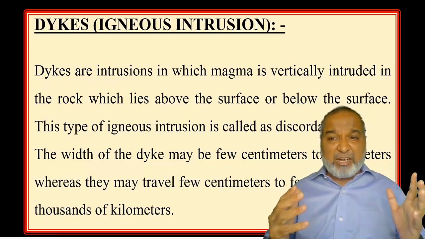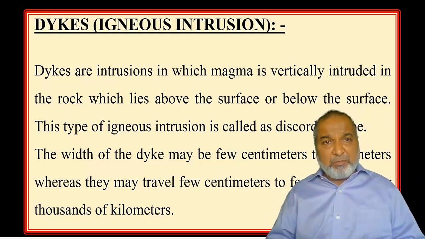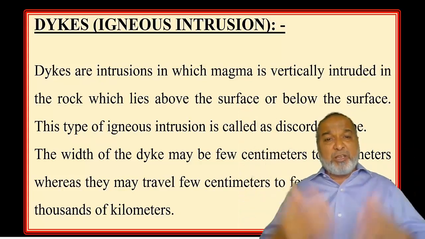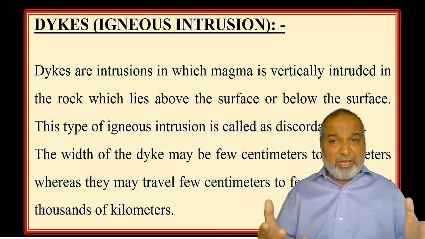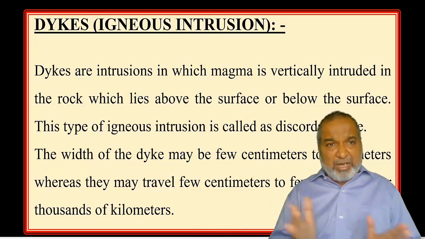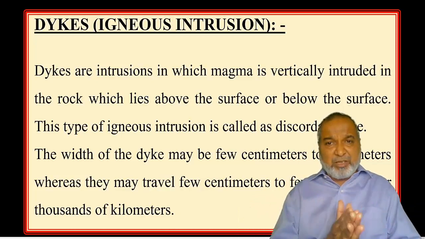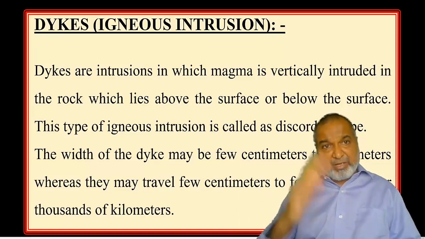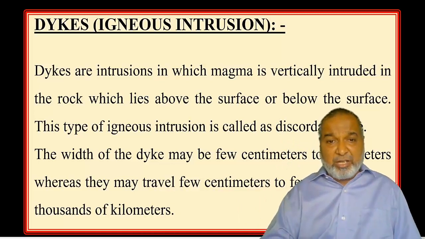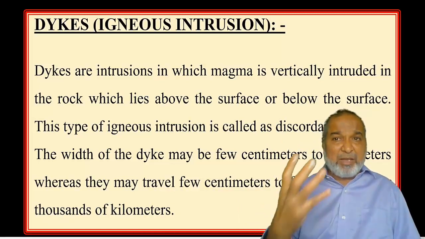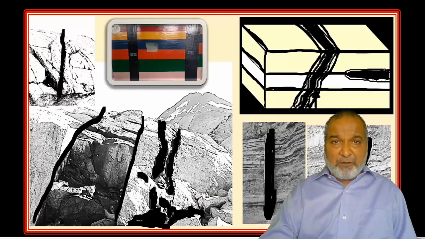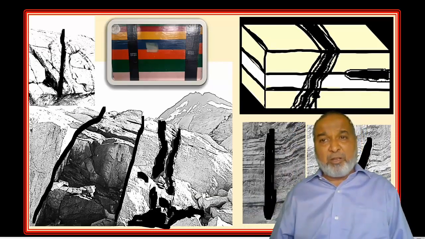That is called a dike, which may be a few centimeters to a few meters, or whereas a few meters to kilometers together. The magma travels through the dike, and the width is normally meters together, but its extension depends upon how much magma has been charged and how much pressure is there. On the basis of that, it will travel a long distance.